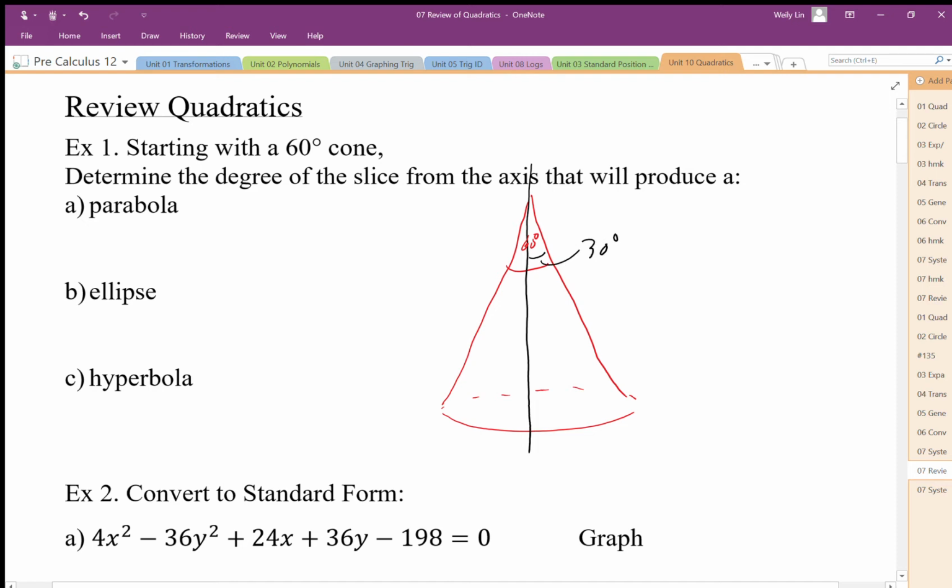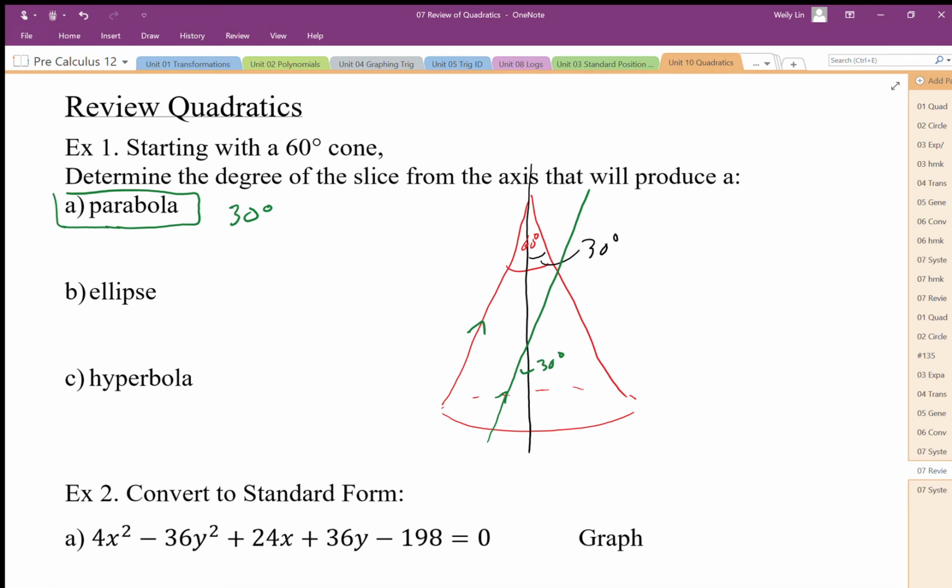Okay, so then how do we generate a parabola? Well, a parabola is going to be generated by having a slice that is parallel to one of the edges. So it needs to slice through here. These two lines need to be parallel, which means the angle made with the axis is going to be 30 degrees here. So a slice of exactly 30 degrees will form a parabola.